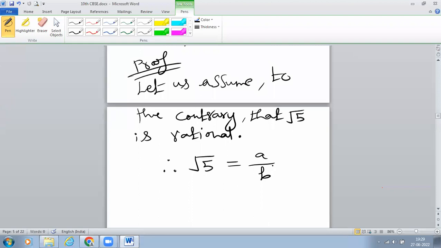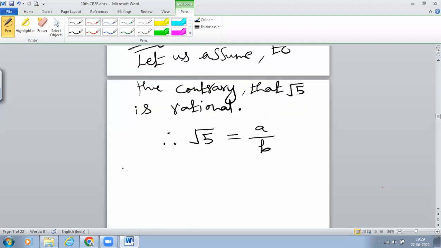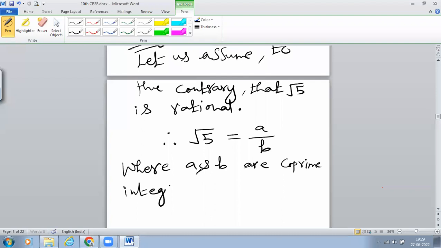Please mute the audio. So I'm considering root 5 is equal to a by b, where a and b are co-prime integers. What is the meaning of co-prime? Co-prime integers, and b is a non-zero integer, because the denominator is not equal to 0.